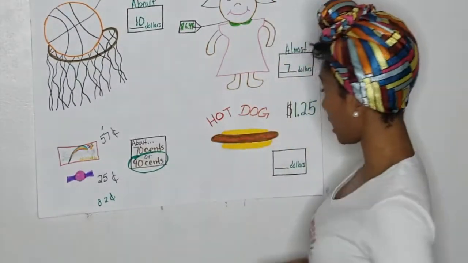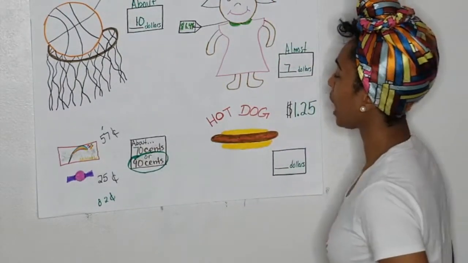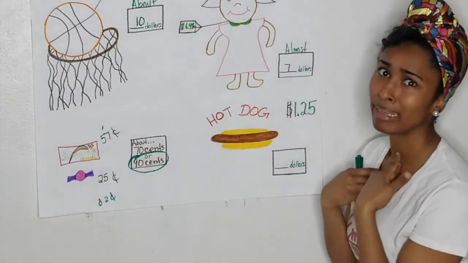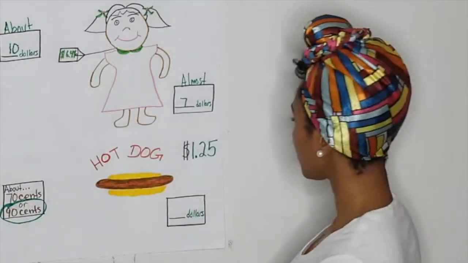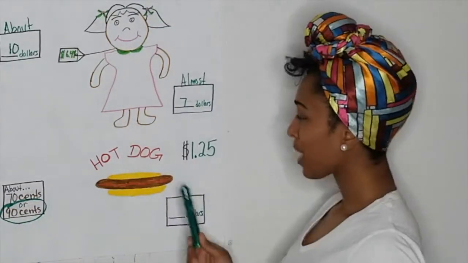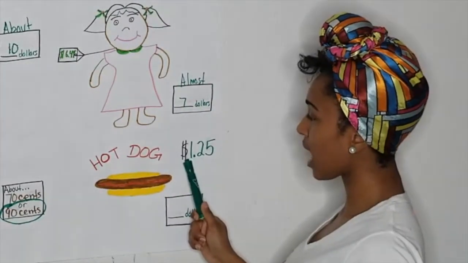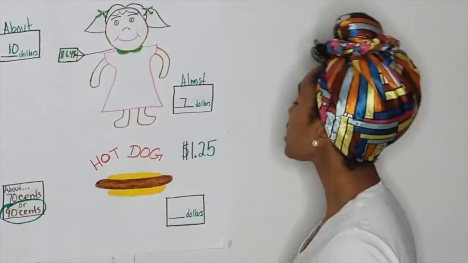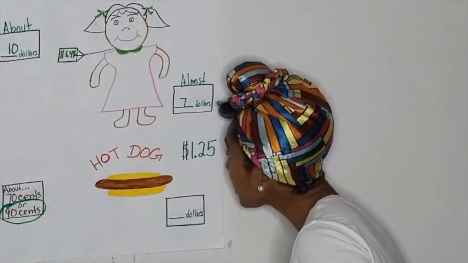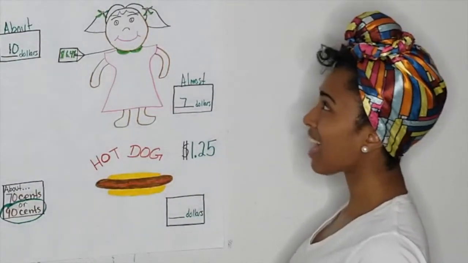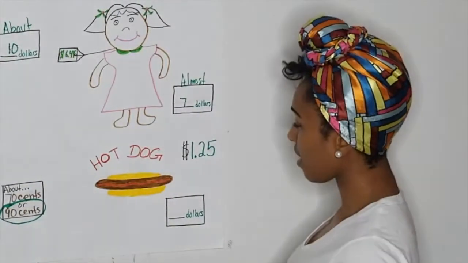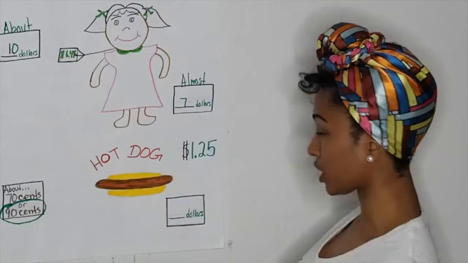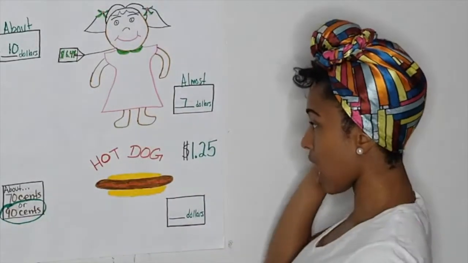I just estimated. Now, ooh, yummy hot dog. Oh, it's making me so hungry. I'm actually hungry right now. I could go for a hot dog. Okay, now let's read this. My hot dog, it says it's $1.25. I'm going to estimate. So I look at the price. Look. And then I round up. Okay, now, about how many dollars do I need to buy this hot dog if I round it up?